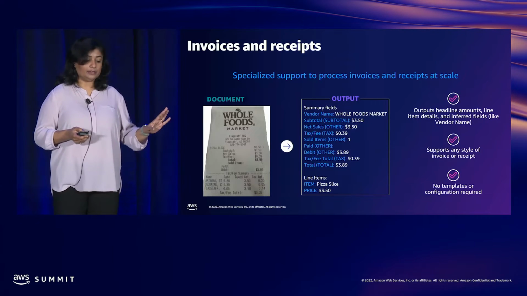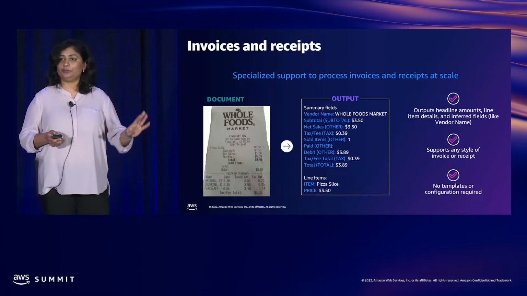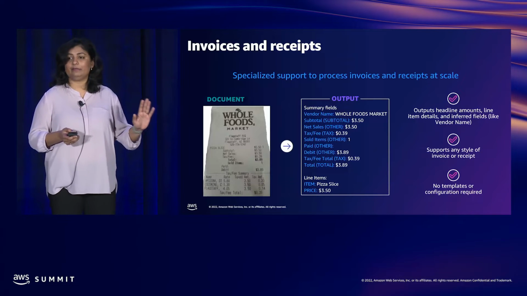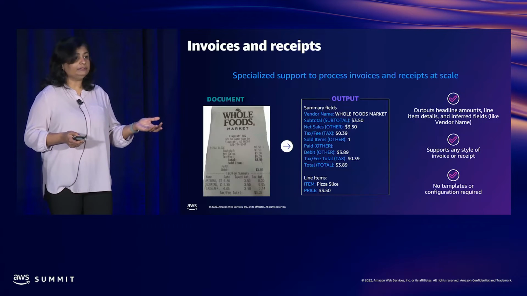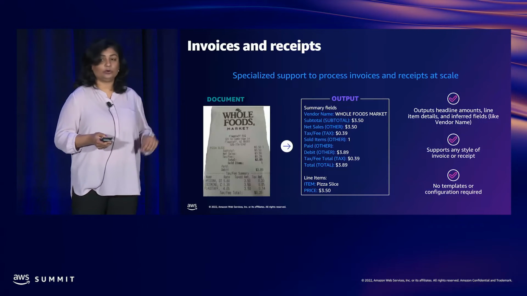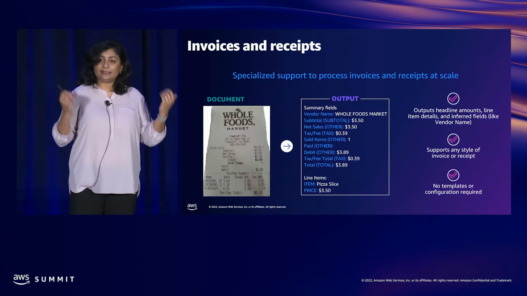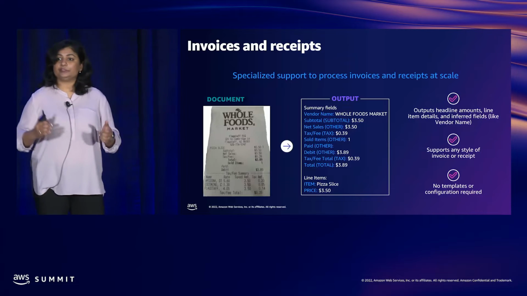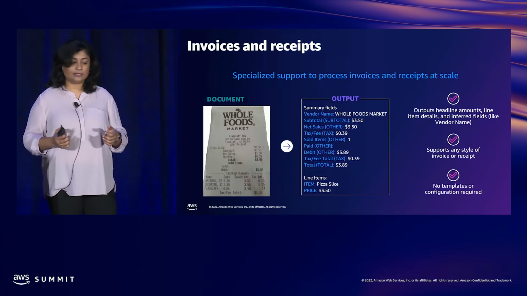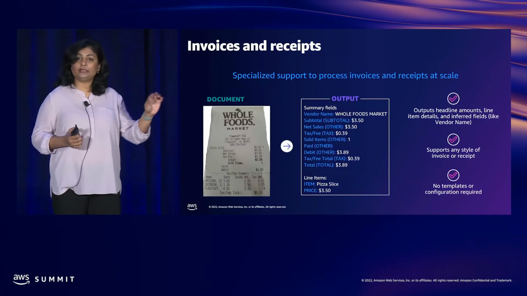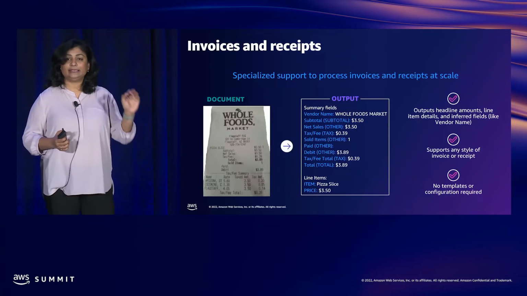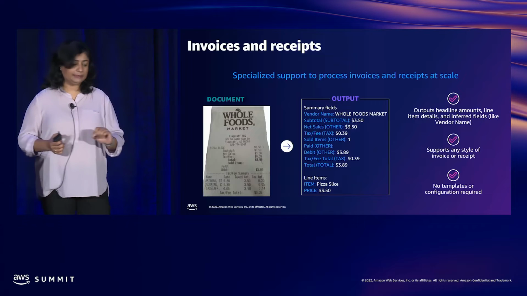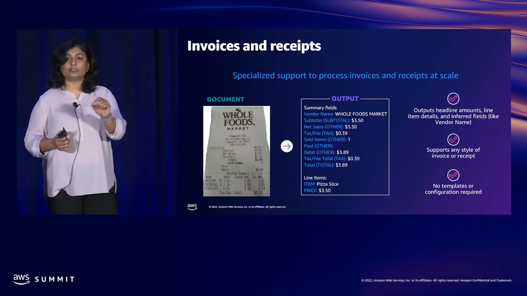If you look at this Whole Foods receipt, nowhere does it say that the vendor is Whole Foods. But customers need to extract that information. They need the vendor name. So the Analyze Expense API uses a combination of computer vision and natural language processing to figure out what the vendor name is in this document, and it'll extract that information.